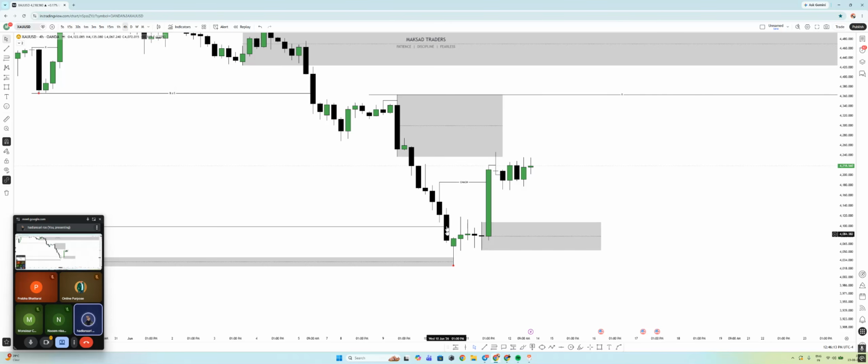Why? Because we got a change of character here, okay? Within this area for the sell side, we are getting this order block. So how are we gonna trade? We'll be going in 1 hour, okay?